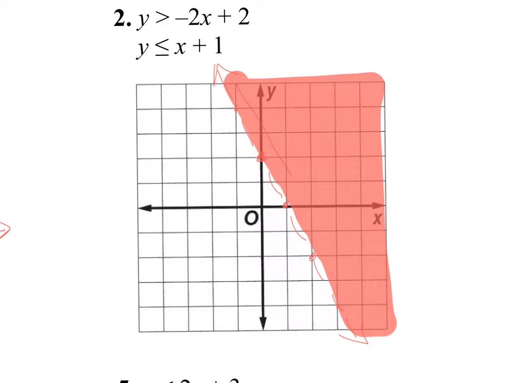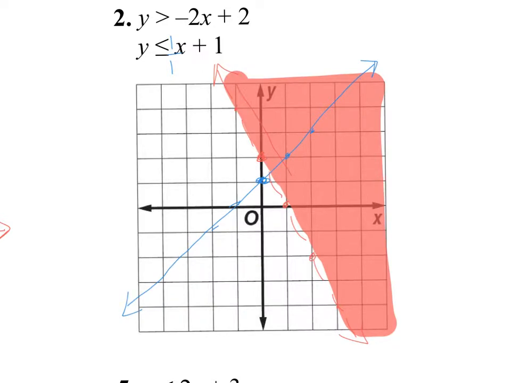So y is less than or equal to x plus 1. So I'm starting at plus 1, keeping in mind that my slope is technically 1 over 1. I'm going up 1 over 1, up 1 over 1. Now in this case, because I have an equal sign, it's going to be a solid line. Not the best line, but you get the idea.